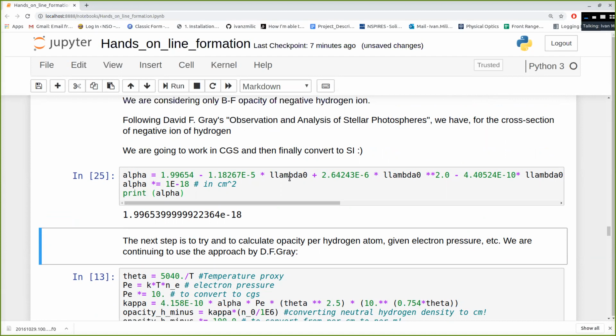minus 18 centimeters squared per H minus atom, a molecule actually. It's technically an atom, and it turns out that H minus is very important for opacity and emissivity in the solar atmosphere. That's basically just a hydrogen which captured another electron. The binding energy of that is roughly around 1 electron volt, so it's easily destroyed by the photons in optical and infrared. So it's very efficient in absorbing these photons.